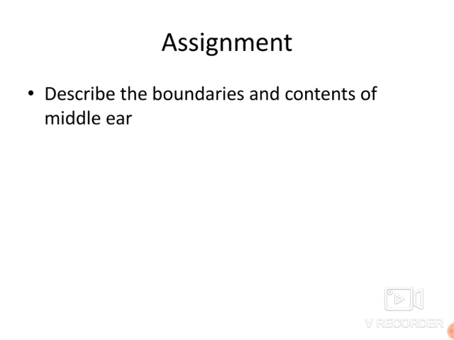Hope you understood. Here is the question. Describe the boundaries and contents of the middle ear. It consists of six walls: the roof, floor, anterior wall, posterior wall, medial wall, and lateral wall. Which are the structures you are seeing in these walls? Okay, that's all. Thank you.